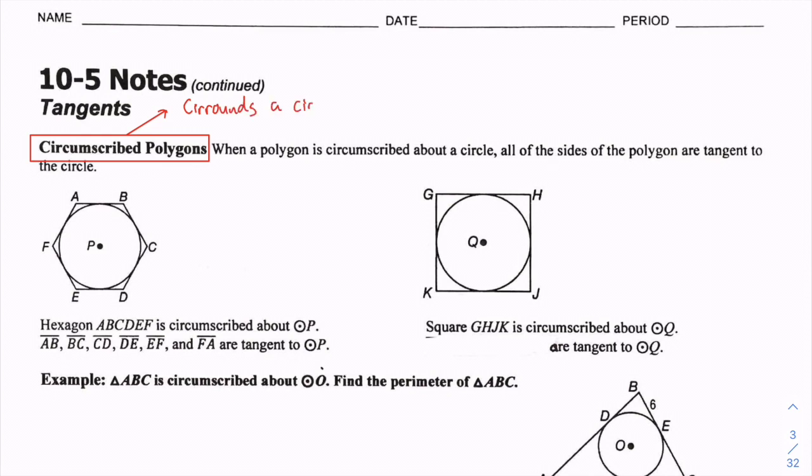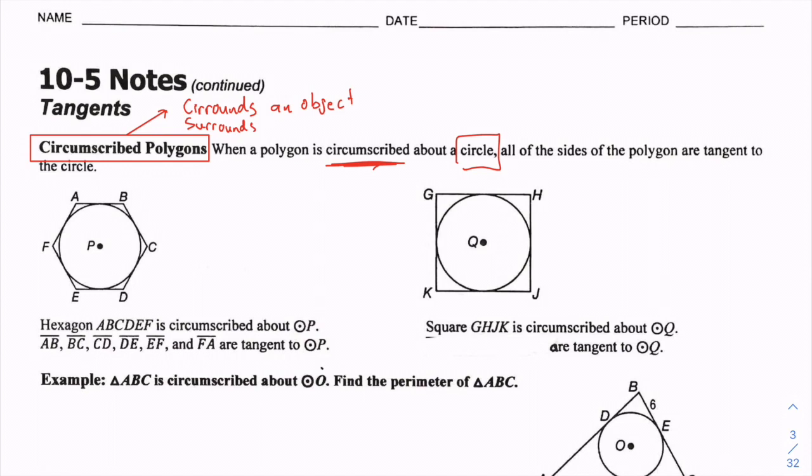Or not a circle specifically, it surrounds an object. And this is actually how you spell surrounds. So when a polygon is circumscribed, or surrounds a circle, all of the sides of the polygon are tangent to the circle. Let's take a look at this example here.